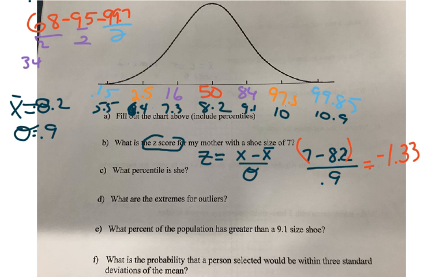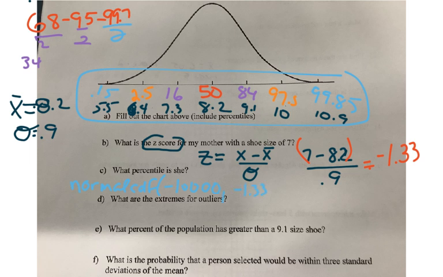So she's not one of these perfect numbers. She's not in this list here. So we have to use a Z-score. So what percentile is she? Then we go to the normal CDF.